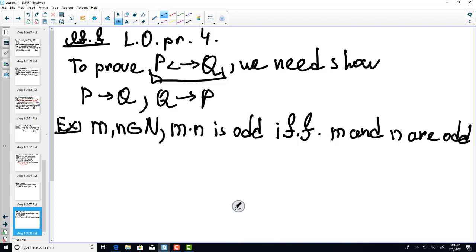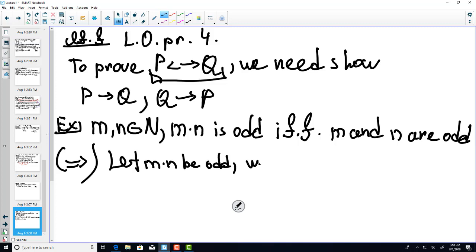So we do this direction. Here we say let m times n be odd, and we want to show that m and n are odd. So let's do it by proof by contradiction.